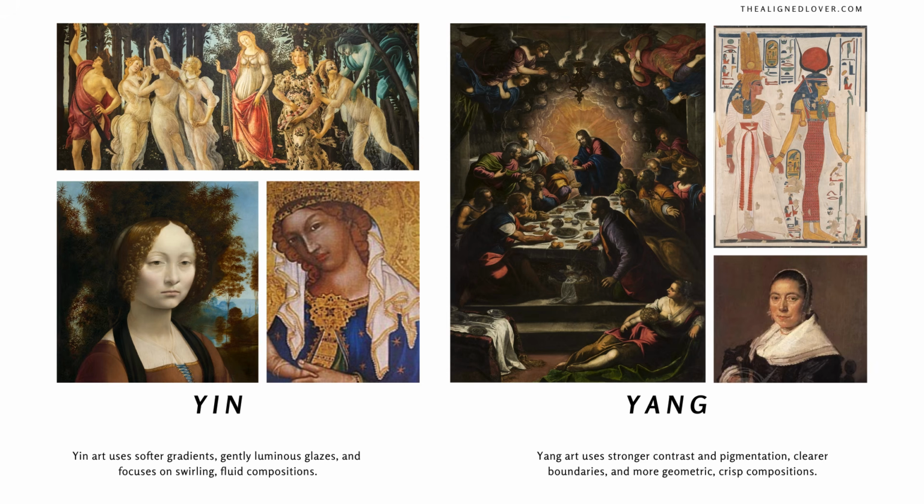The yin-yang duality is easily observed in the visual and auditory arts. Yin art uses softer gradients, gently luminous glazes, and focuses on swirling fluid compositions. This fluid quality, seen in many Botticellis and Da Vincis, is exemplified in music, mirrored by composers Chopin, Grieg, and MacDowell. Yang art uses stronger contrast and pigmentation, clearer boundaries, and more geometric, crisp compositions. Examples include the highly pigmented and forceful works of Tintoretto, Rubens, and Hals. Musically, this translates to the strong, severe works of Beethoven, Bach, Brahms, and Wagner.